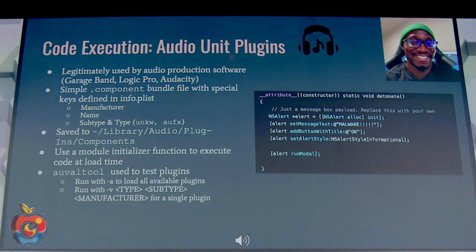You'll save it there, and then to invoke it or execute your code, you'll run auval tool with the -a flag. This will iterate through all the native system plugins and then also the third-party ones and test each of those. Then once it hits your plugin, it'll execute your code. You can also run it with the -v flag and pass in the type, subtype, and manufacturer arguments to load just your plugin. It's a really awesome tool. Definitely recommend playing around with it.